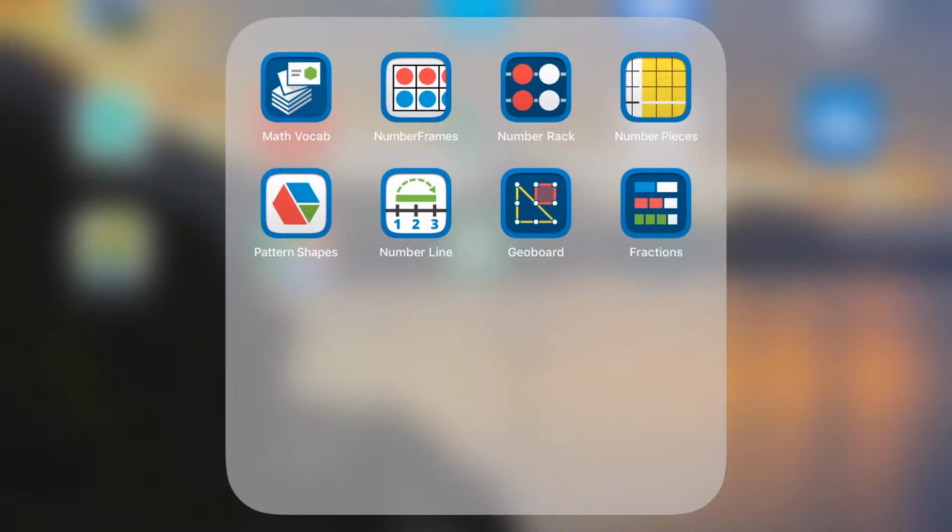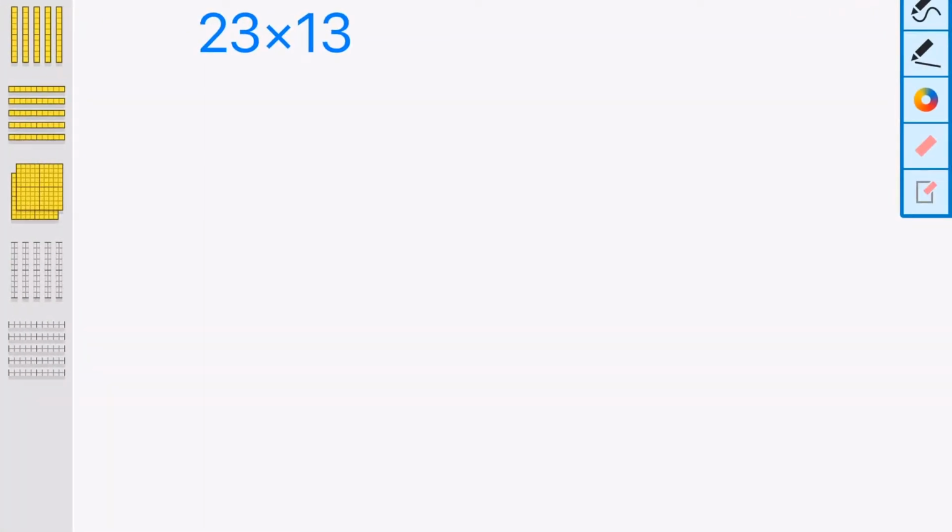So we are looking at the Number Pieces app from the Math Learning Center. Just search Math Learning Center in the App Store and you will be able to find all of these different apps to support your child. Number Pieces in particular is really an excellent tool for your child to explain their thinking around multi-digit multiplication, which they focus on in 4th and 5th grade.